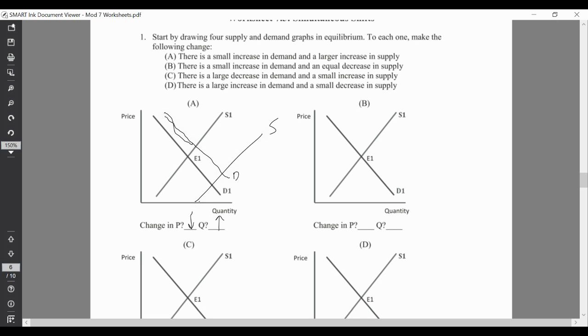In B, it says there's a small increase in demand and an equal decrease in supply. A small increase in demand and an equal decrease in supply. So we know price is going to go up, and quantity stays the same. All right, that's what we got for that one.